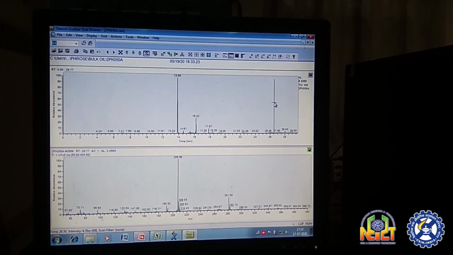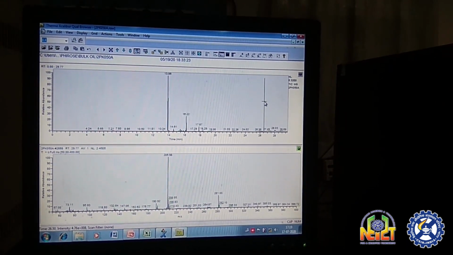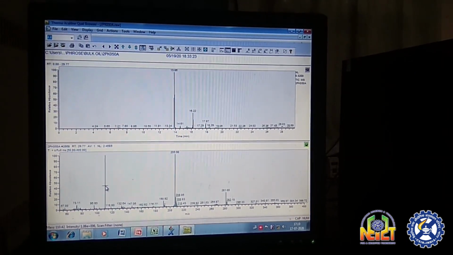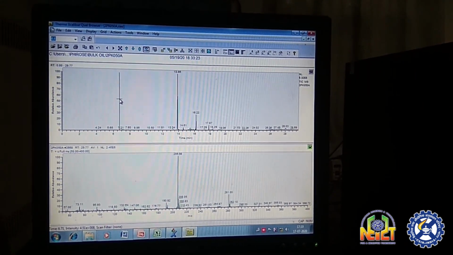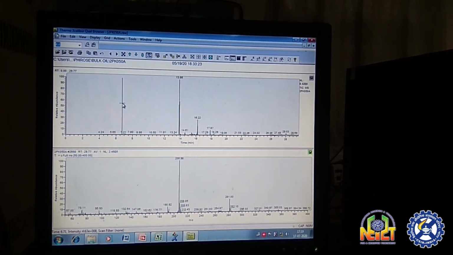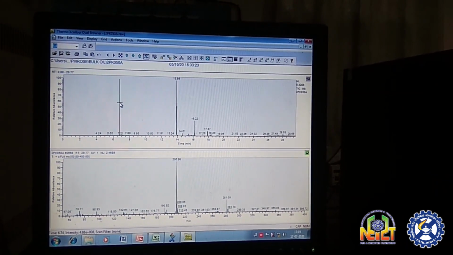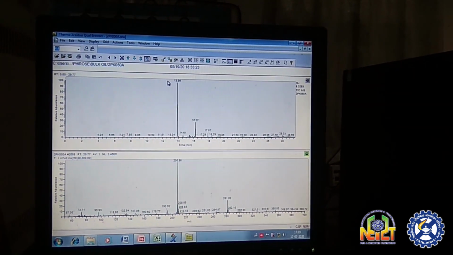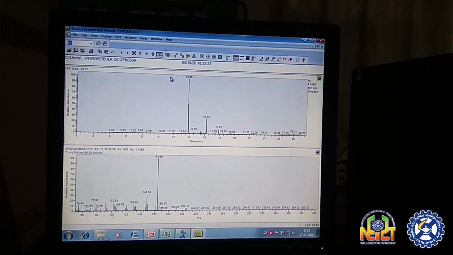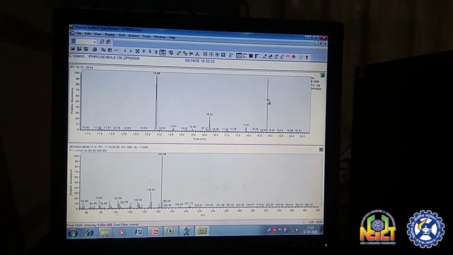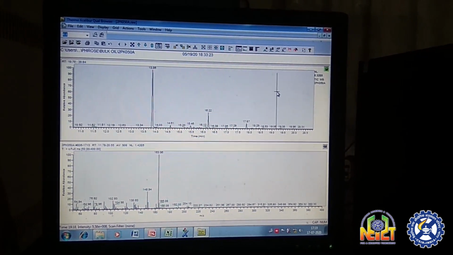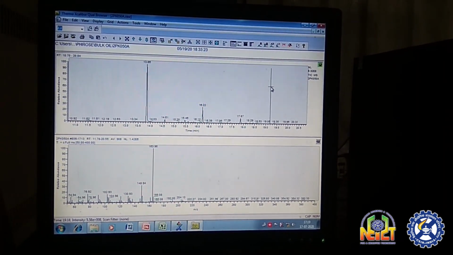Now the run of 30 minutes is over and we are going for the data analysis. In the data analysis window you can see two cells. The upper cell is the chromatogram recorded for the run, which is a plot of retention time versus relative abundance. If I zoom the chromatogram, you can see three major peaks at the retention times of 13.86, 16.22 and 17.87.